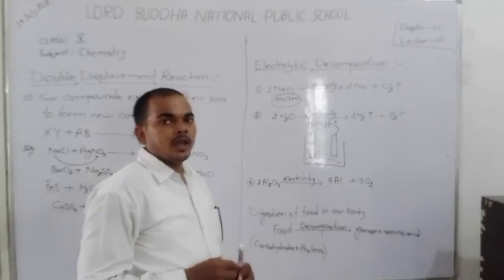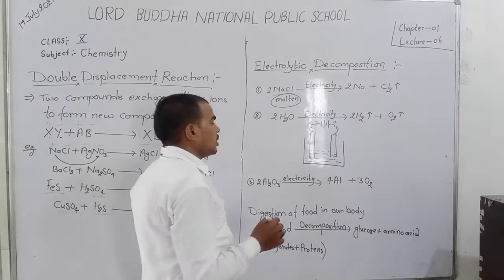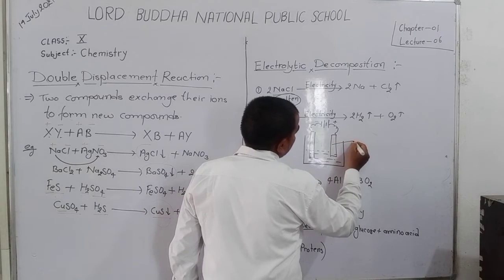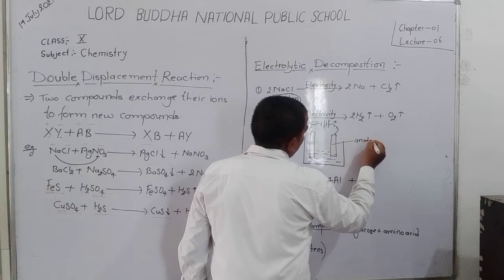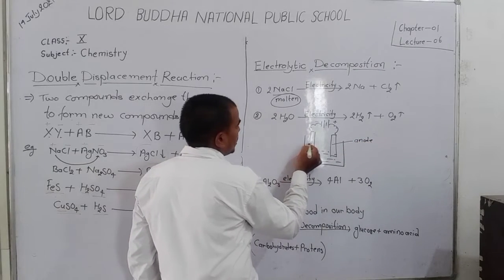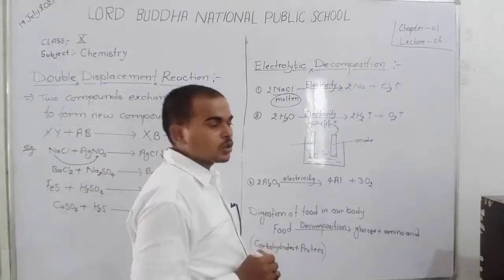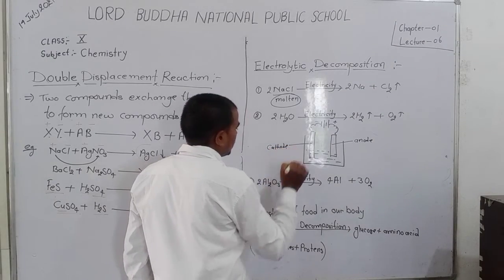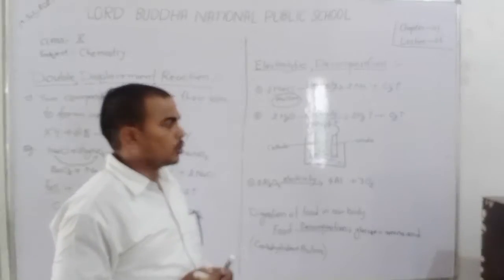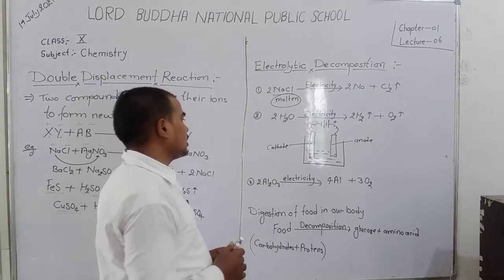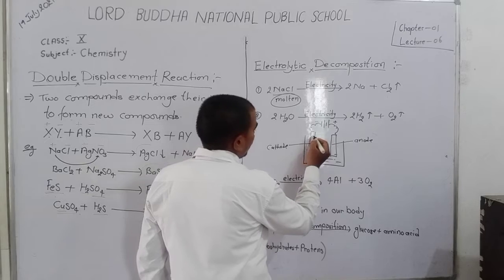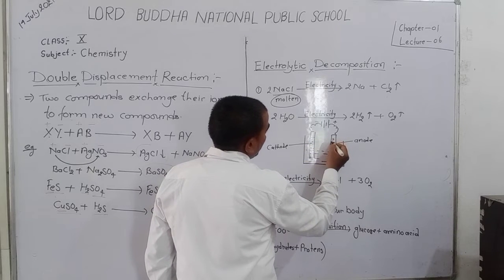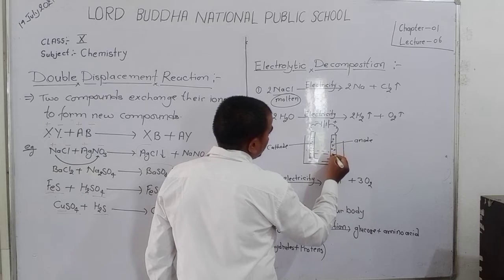The rod through which positive current flows is known as the anode, and the rod which is connected with the negative terminal of the electric source is known as the cathode. Dear student, the cathode rod has a negative charge and the anode rod has a positive charge.